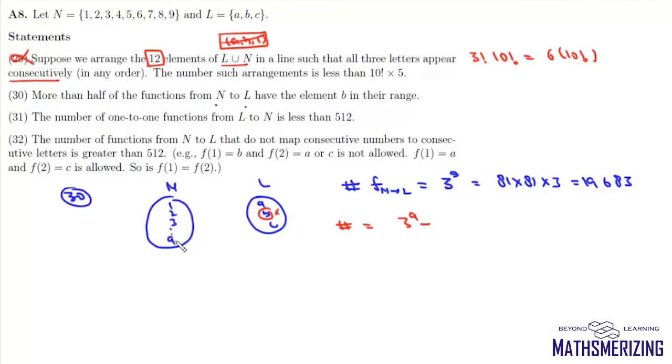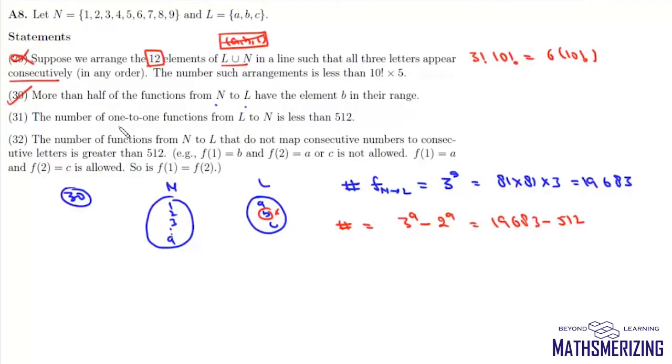So for all the elements we have only 2 choices, either A or C. So the total number of such functions will be 2 to the power 9, and this is 19,683 minus 512. Now this is 19 something, which is much greater than half the value of total functions. So that means this statement 30 is correct.